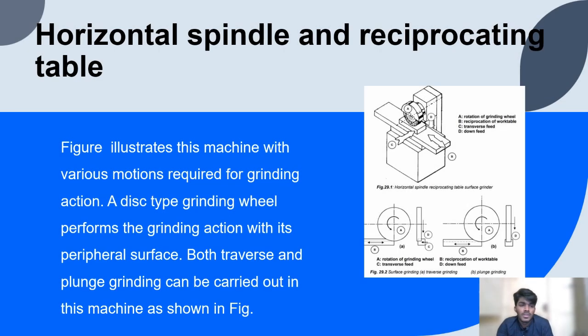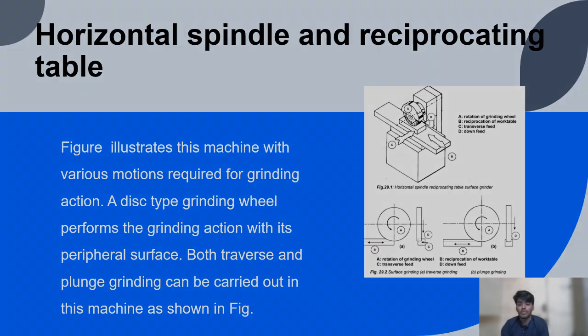First, we'll see about the horizontal spindle and reciprocating table. As the figure illustrates, it consists of a rectangular shaped work table that performs horizontal reciprocating, and in this type of surface grinding machine, the peripheral surface of the grinding wheel is used to grind the workpiece and produce flat surfaces.